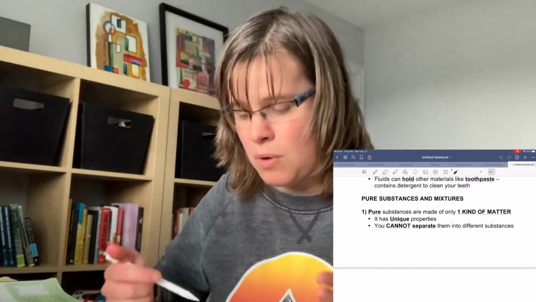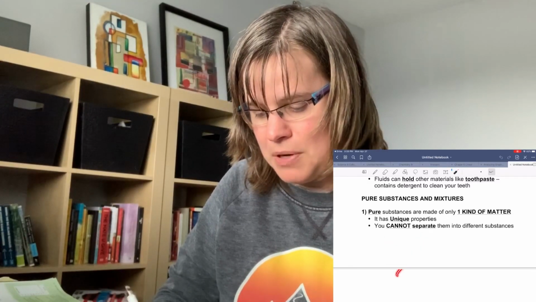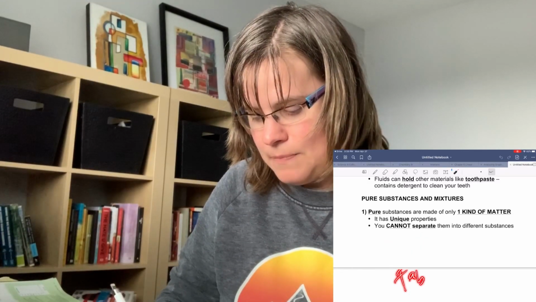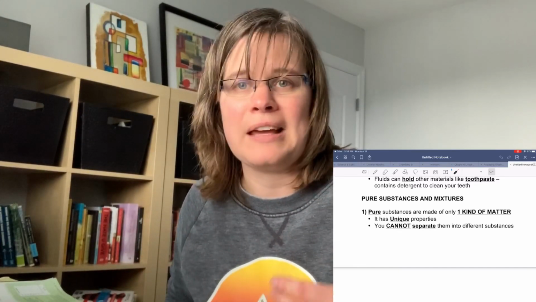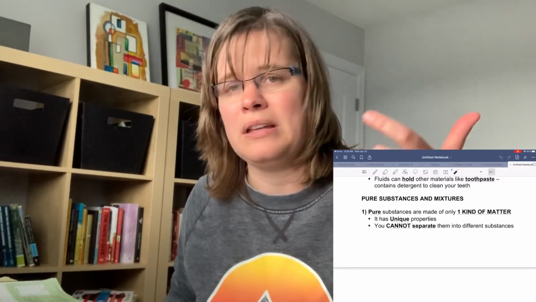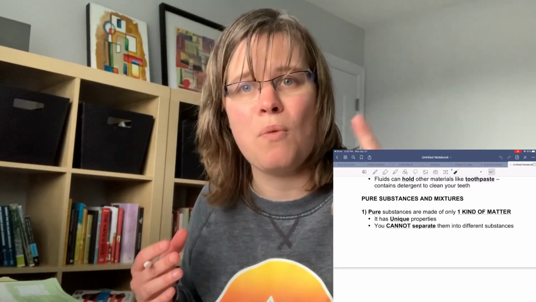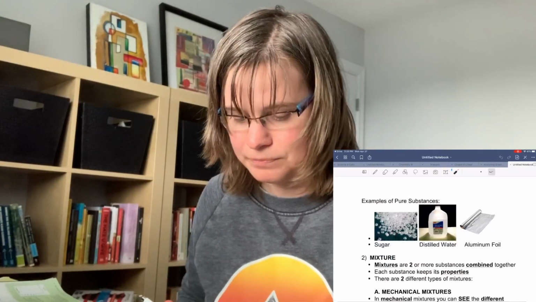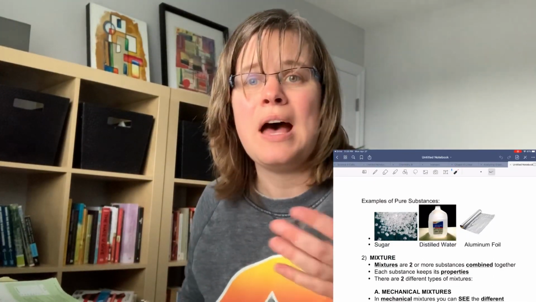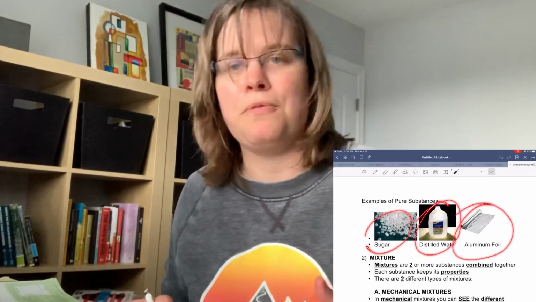It's always about what's on the periodic table of elements. If you ever saw something on the periodic table, then you're going to understand that stuff like copper and nickel and iron, they're pure substances. They're only made up of one type of atom. It only makes up those things, and you can't separate them. So here's some examples in your notes of other pure substances: sugar, distilled water, and aluminum foil.